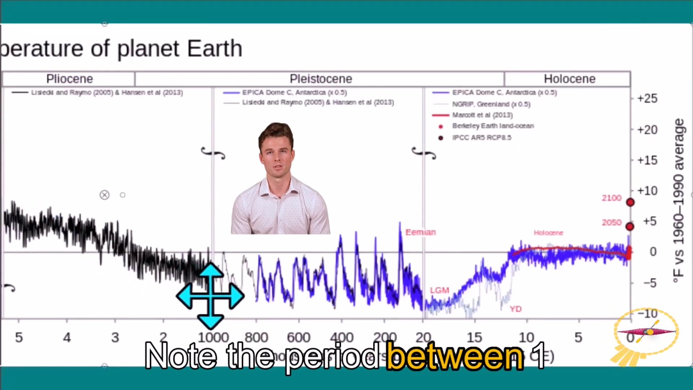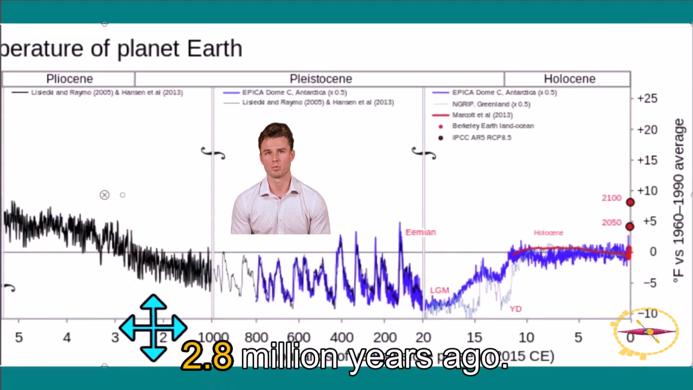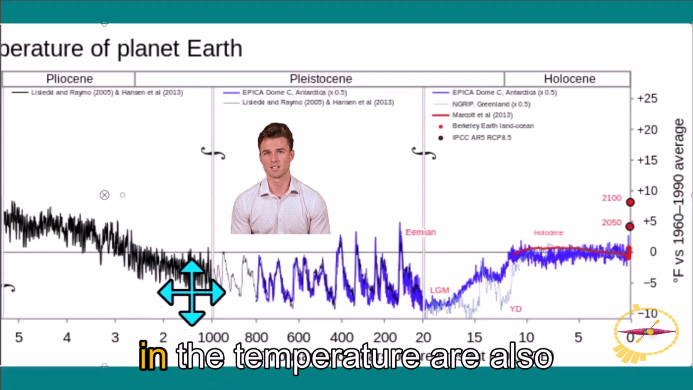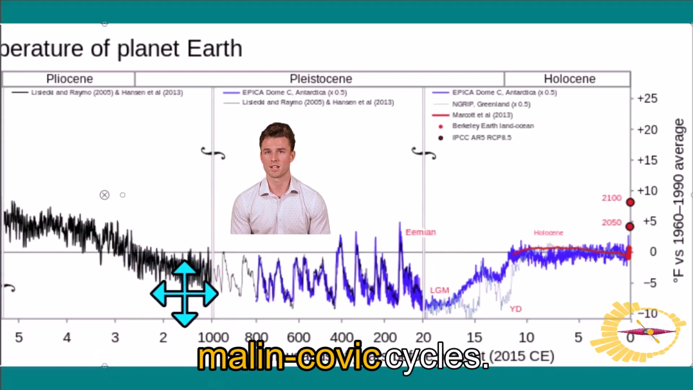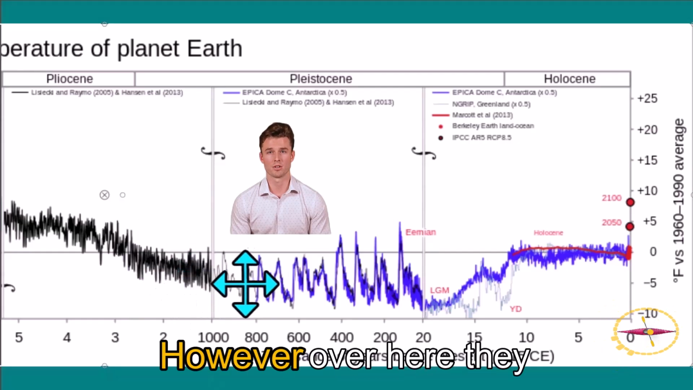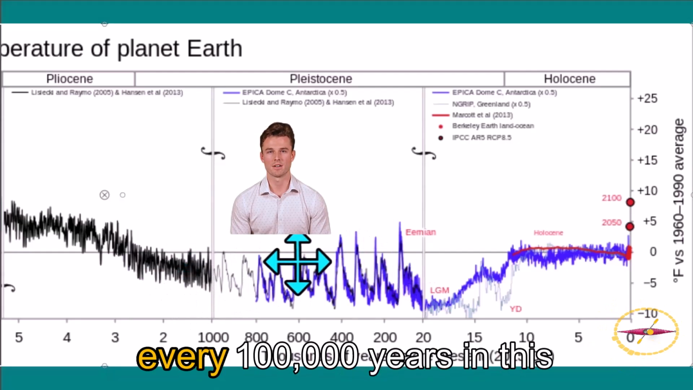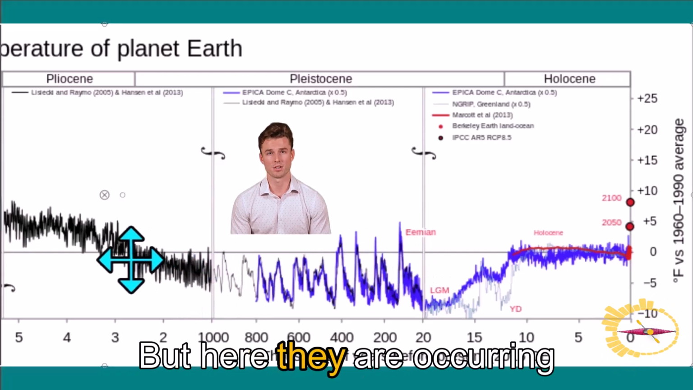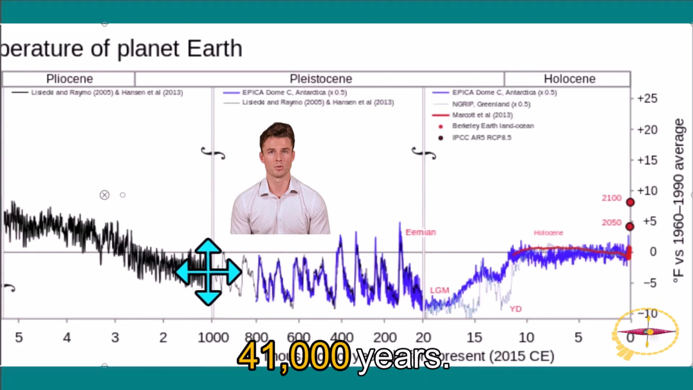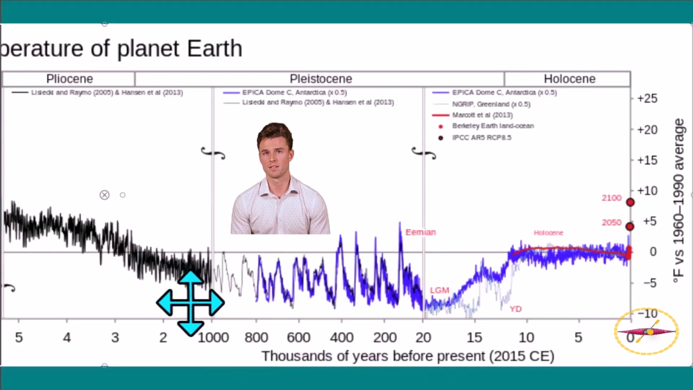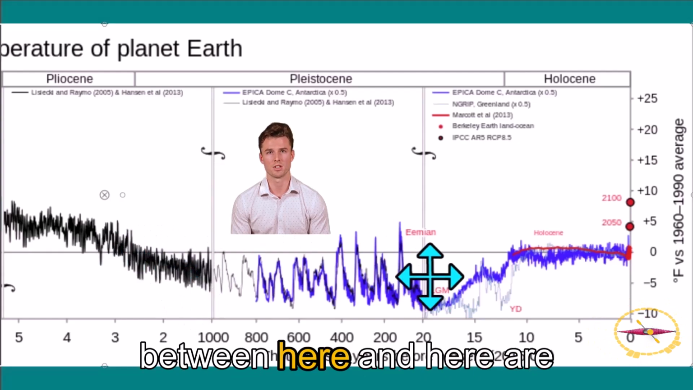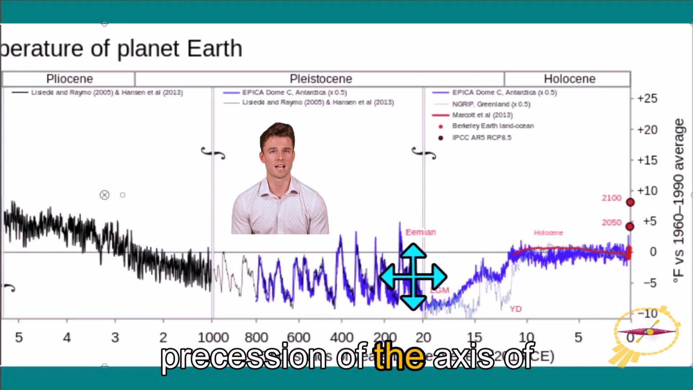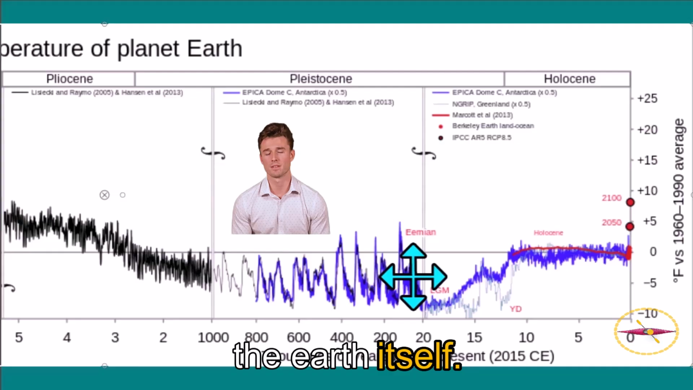Here we've zoomed in and are showing the first 3 panels of the temperature chart. Note the period between 1 million and approximately 2.8 million years ago. These deviations you see in the temperature are also Milankovic cycles. However, over here they occurred approximately every 100,000 years in this range. But here they are occurring at approximately every 41,000 years. These Milankovic cycles between here and here are due to changes in the Earth's orbit, its tilt, and the precession of the axis of the Earth itself.